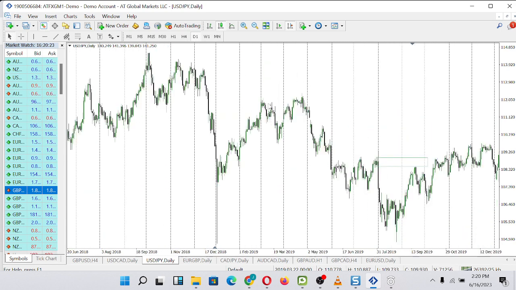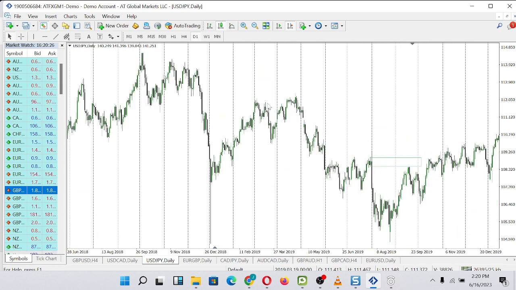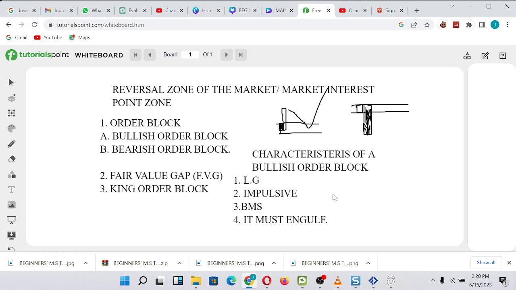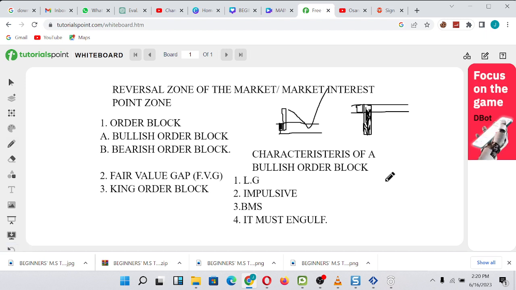Okay, so what about the last one? We have the last one as well, a king OB, king order block. Now, a king order block is like this. The candle must be strong too, okay? But the wick will not be long. The wick will not be long, okay?